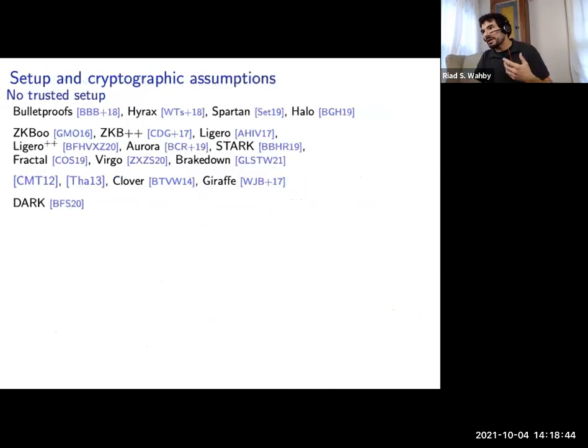So another thing that we talked about was cryptographic assumptions. I mentioned we might build on very weak cryptographic assumptions, or maybe our system builds on much stronger ones. And so we can also slice the systems apart this way.